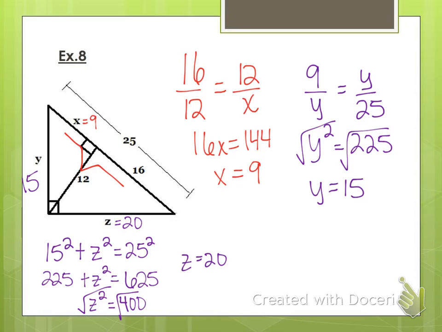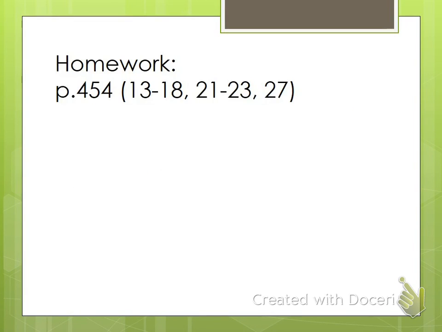What questions do we have about example 8? Nothing? Okay. Your homework, which should also be on your assignment guide, is up on the board.